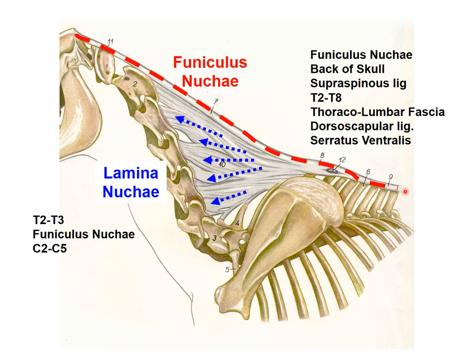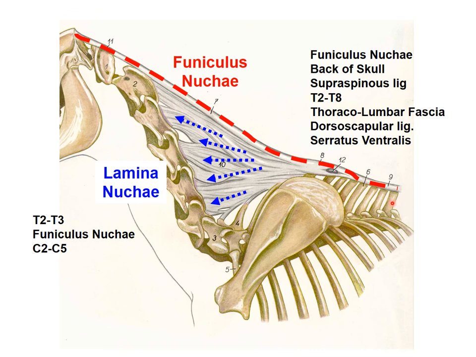The two ligaments unite and insert on the spinous processes of the thoracic vertebrae T2 to T8. The two ligaments unite and insert on the spinous processes of thoracic vertebrae 2-8.